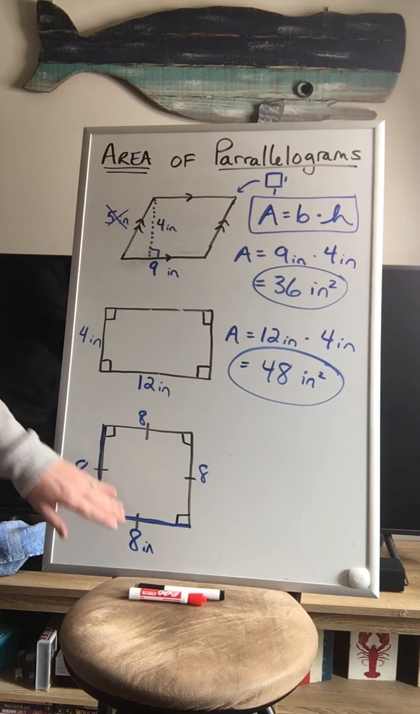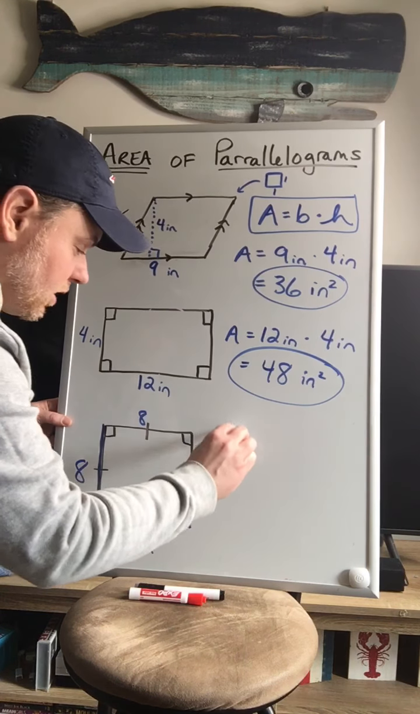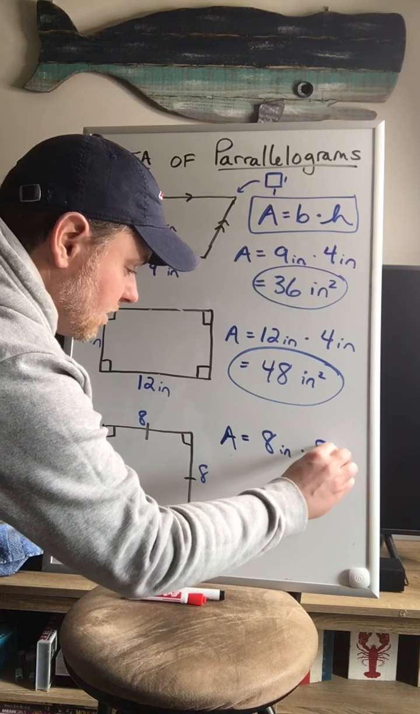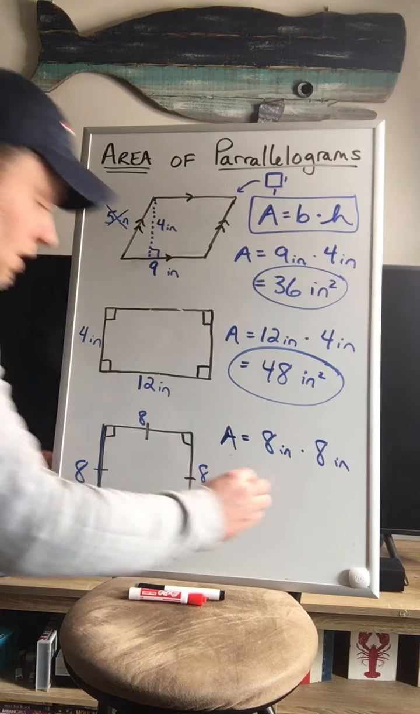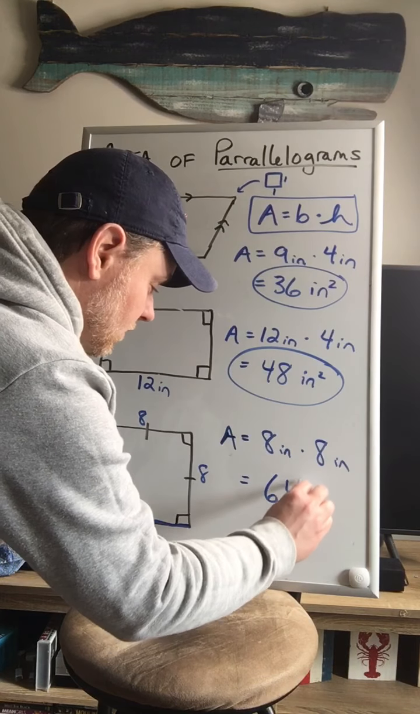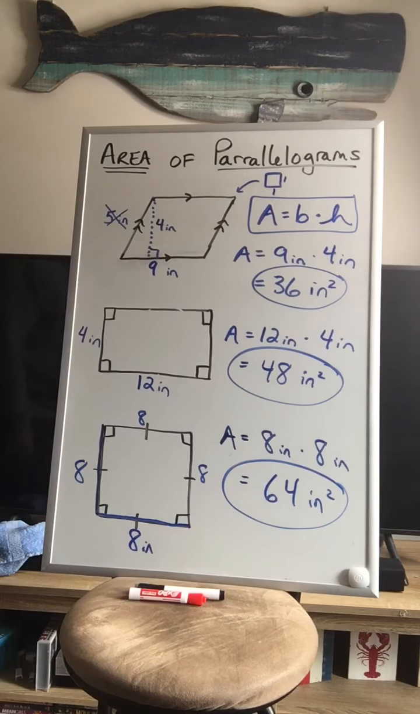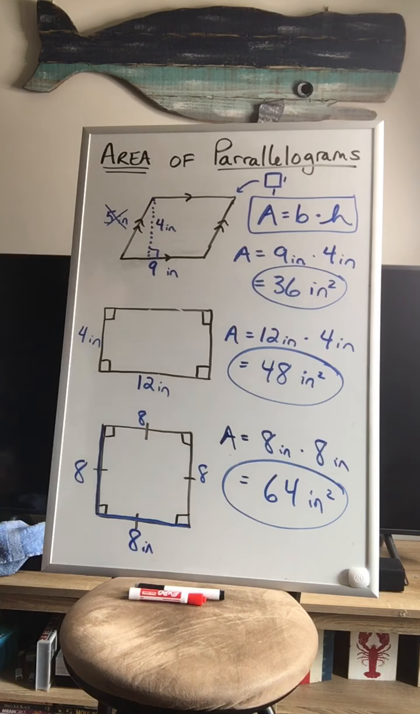I just use 2 of the sides, the base and the height. And again, since this forms a right angle, this side is the height. So the area would equal 8 inches times 8 inches, which would be 64 inches squared. So there'd be 64 square inches that would fit inside of that square.